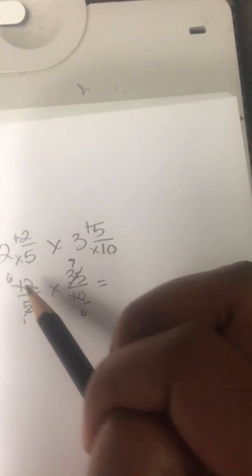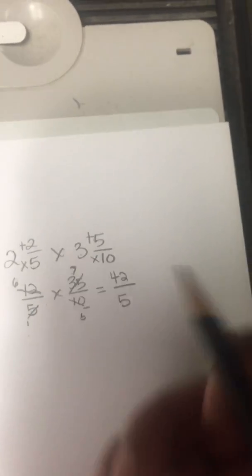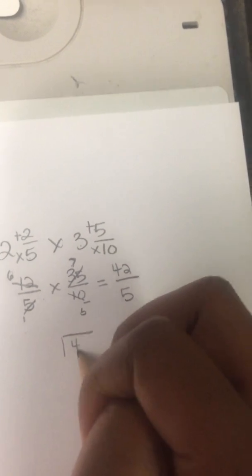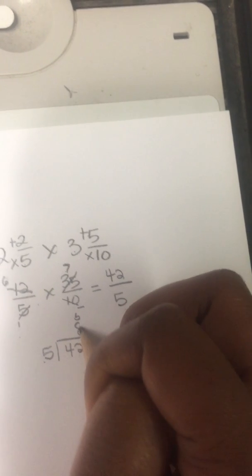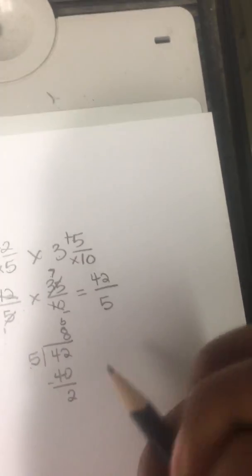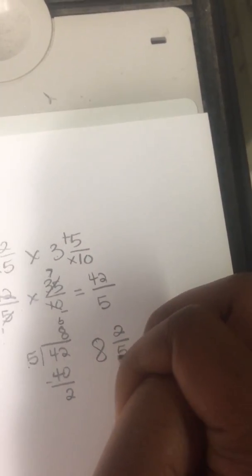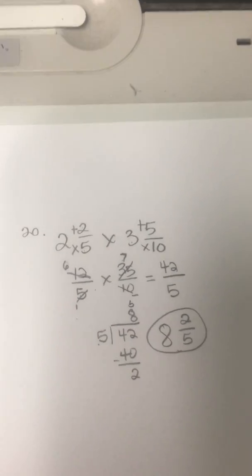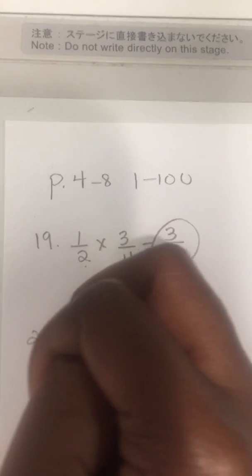Okay, so then I want you to multiply it. 6 times 7 is 42. And 1 times 5 is 5. Now, we don't want to leave that as an improper fraction, so we're going to divide that out. 5 will go into 42 8 times. 8 times 5 is 40, with a remainder of 2. So the answer will be 8 2/5. Okay, 8 2/5. Okay, I'll give you another one.